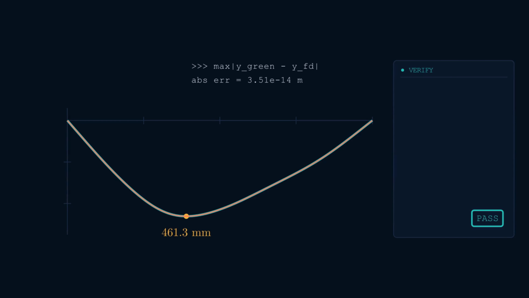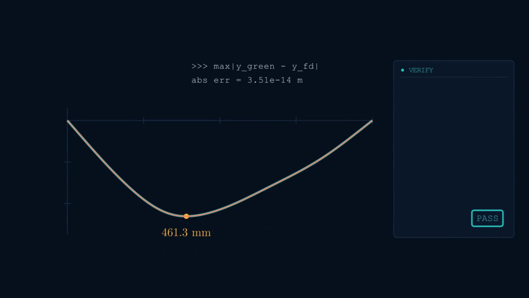And notice what the two calculations cost. The finite difference solve has to be redone for every new load case. The Green's function was computed once. Every load after that is an integral.